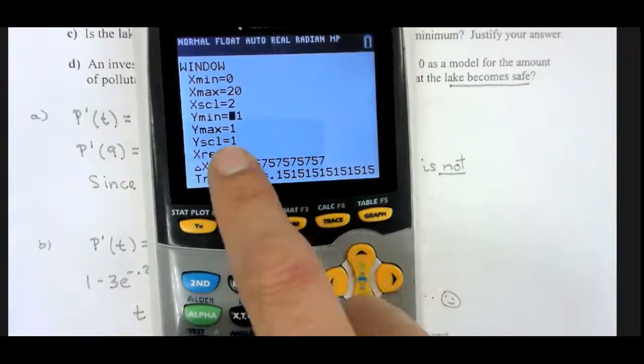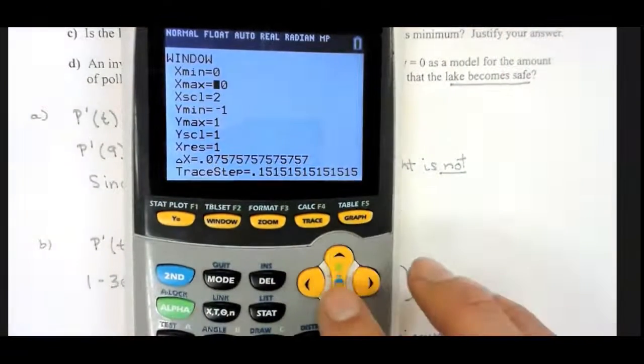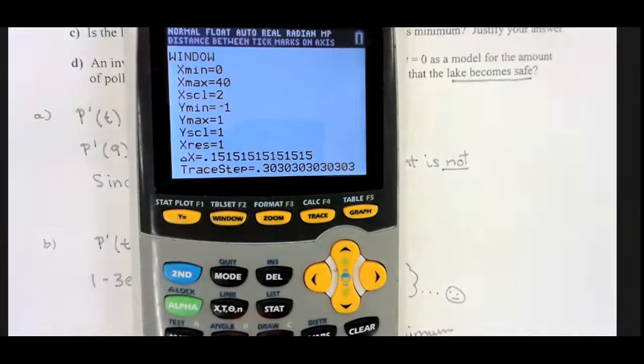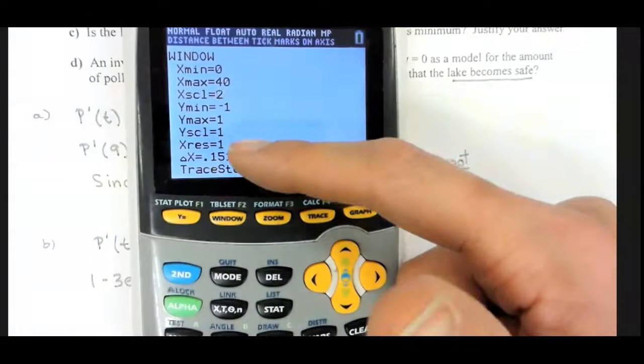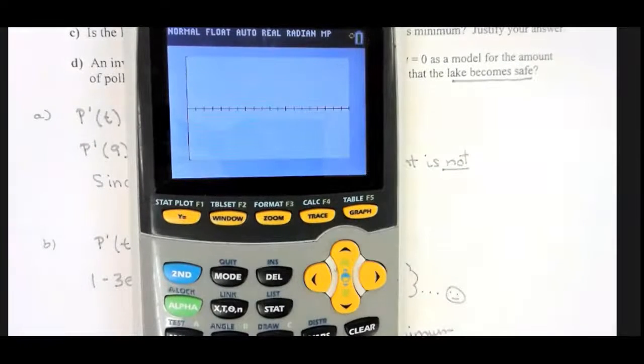Well, I have to go beyond 20 because it needs to be at 30. So that's where I would start. I would just pick a random number, and I just keep going out from there. Do you see how I made my y min and y max negative 1 to 1? If I make the graph smaller, then it doesn't have to stretch as much, because I'm only looking for the zero.